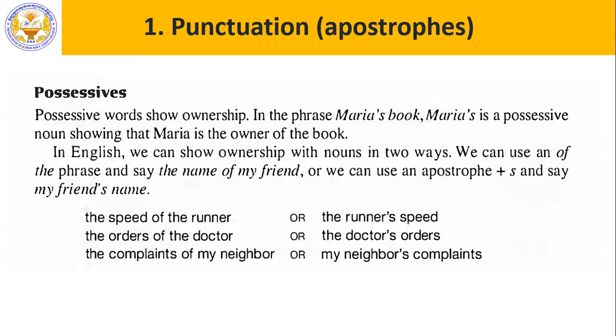Another use of apostrophe is to form possessives, or possession. Possessive words show ownership. In the phrase Mary's book, Mary's is the possessive noun, showing that Mary is the owner of the book. In English, we can show ownership with a noun in 2 ways. We can use of or we can use apostrophe s. Look at the examples: the speed of the runner, or the runner's speed. The orders of the doctor, or the doctor's orders. The complaints of my neighbor, or my neighbor's complaints.